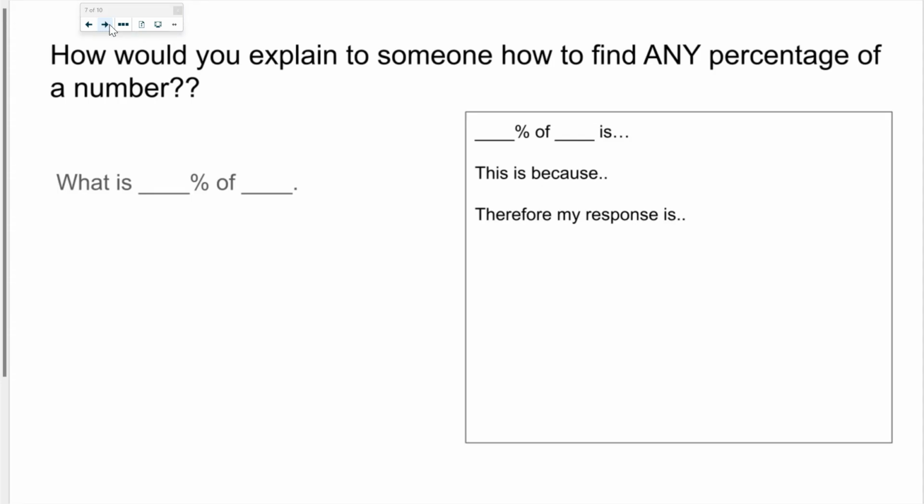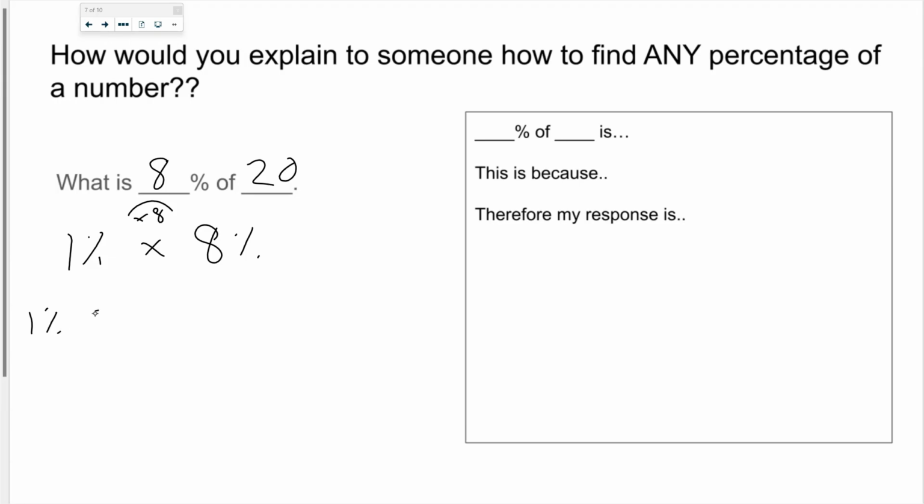All right, let's keep going. How would you find any percentage of a number? So I'm still going to use 20. How would I find 8% of 20? What we're going to do is find 1%, and then we're going to multiply that by 8, because we know that 1% to 8% would be times 8.